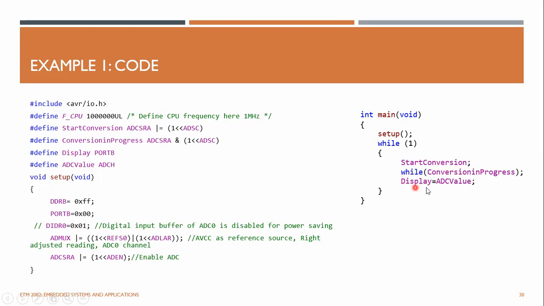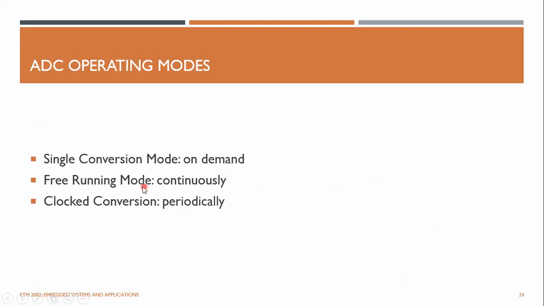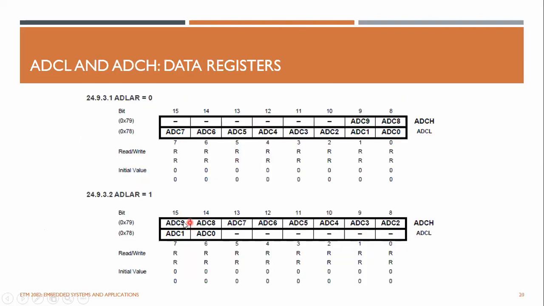So you come to here, display. Display is equal to port P, and port P is equal to the ADC value. The ADC value is you just reading the ADCH register, this one. You are reading this ADCH because it is the right-adjusted register. So you are reading and displaying these bits on your port P, right?